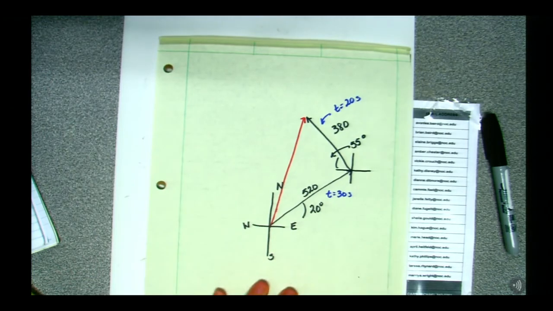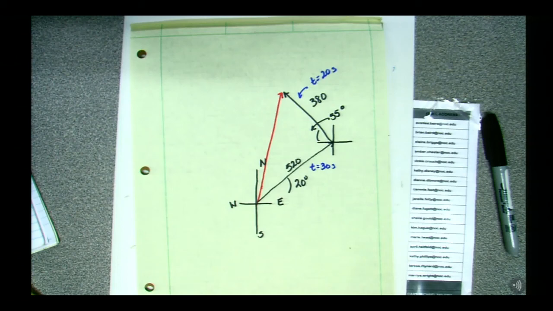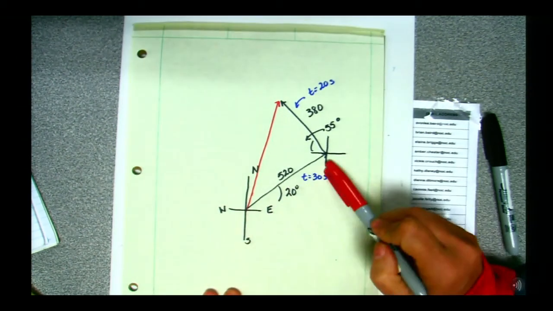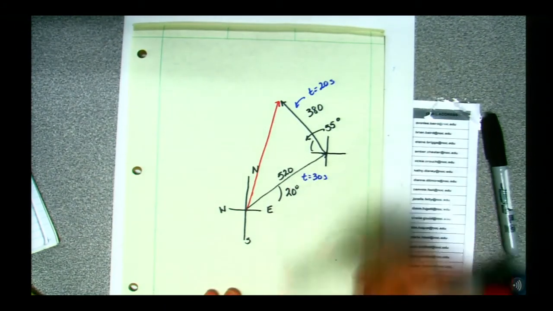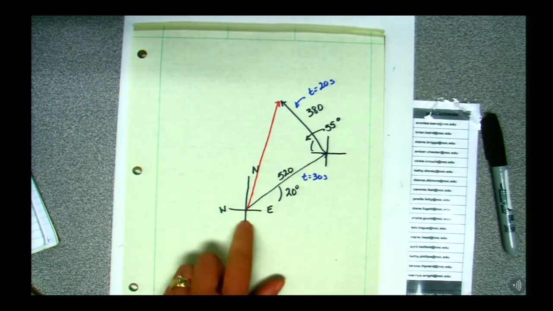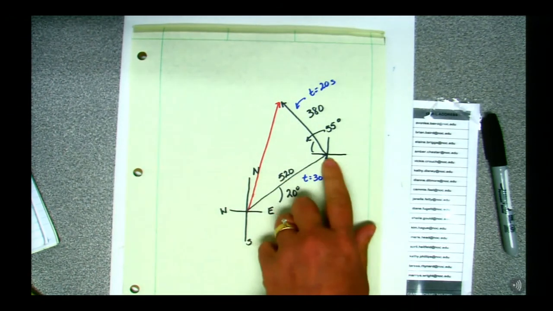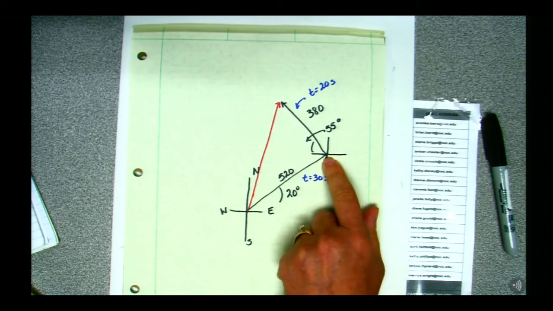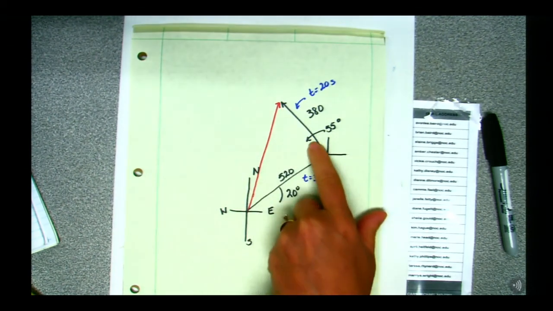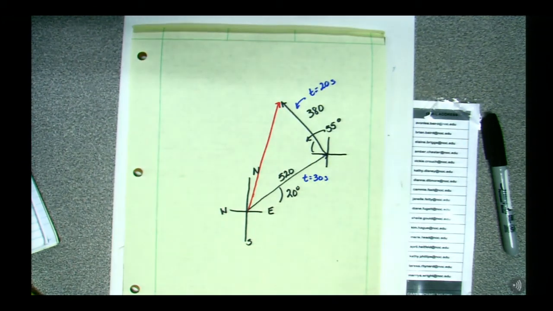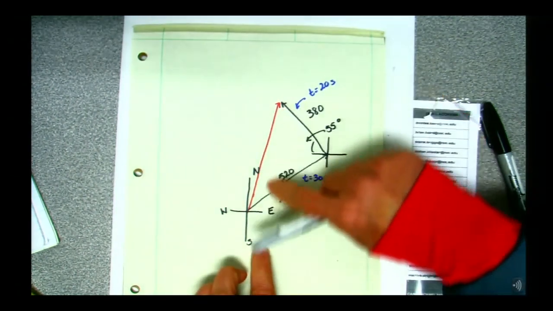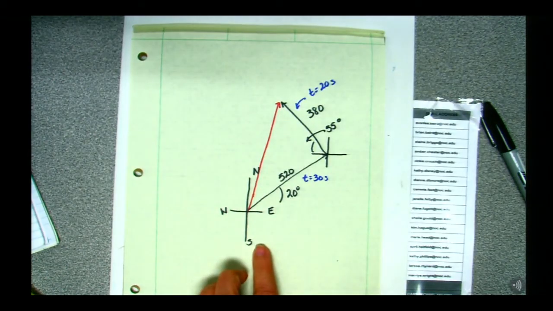So this is basically the situation that we have. The dog ran 520 meters, 20 degrees north of east. Okay, so if you do your north, south, east, and west, that's my 20 degrees north of east. Then the dog turns and runs 380 meters, 55 degrees north of west. This is the resultant vector. So that's the vector I have to find in order to calculate the average velocity.